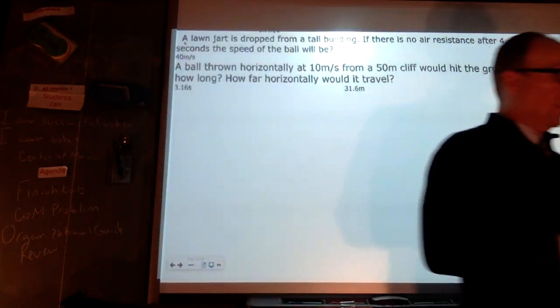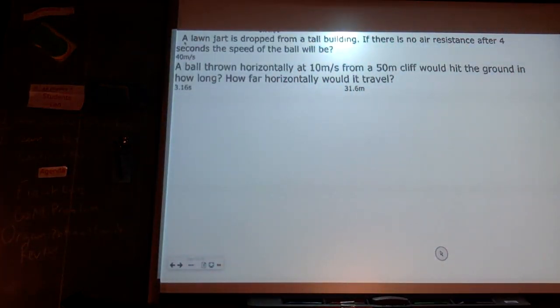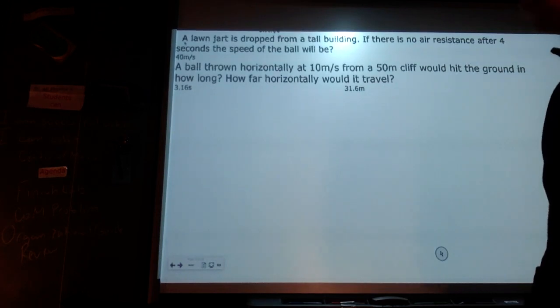Hey guys, welcome back. This is the second half of the study guide for the midterm for physics. So we're going to get into Newton's laws and some more kinematics.